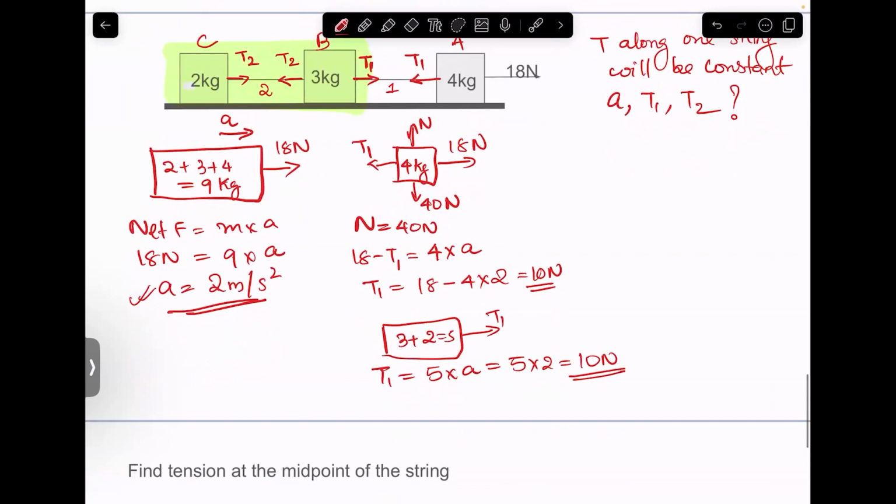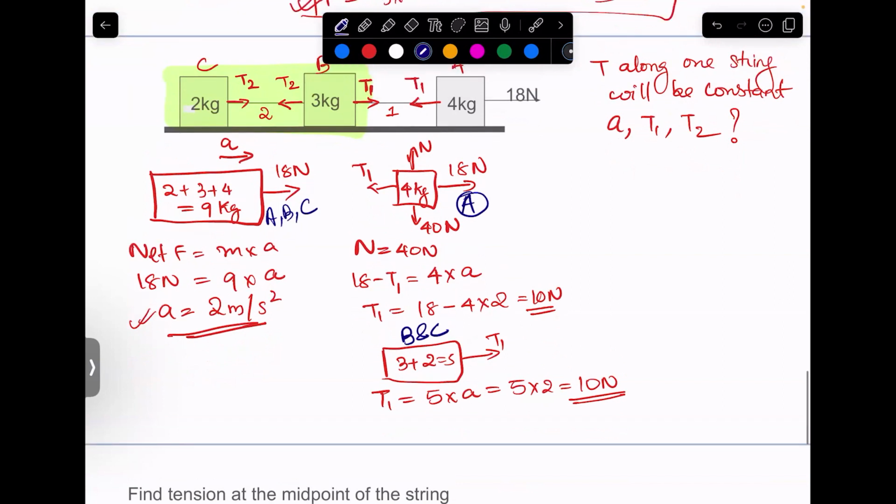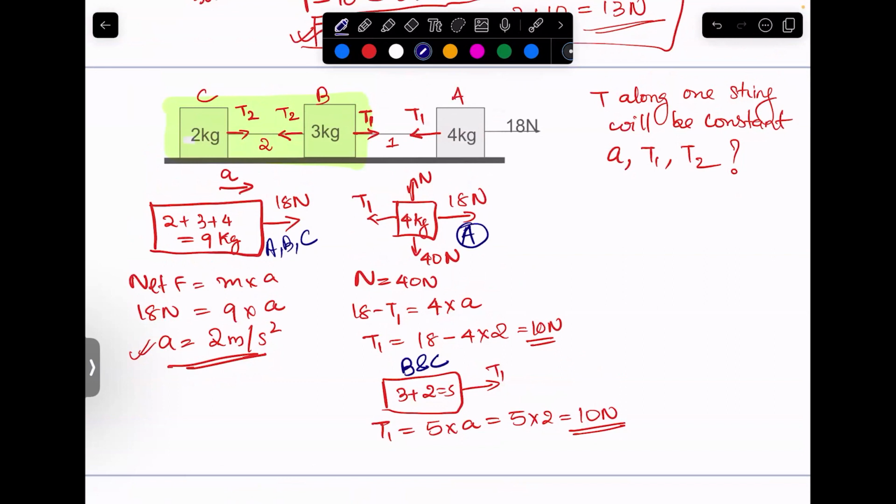This is B, this is B and C together. This is block A. This is A, B, and C. Now we will see from the diagram of B. From the diagram of B, what will happen?